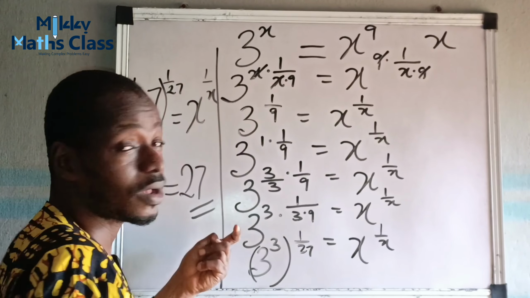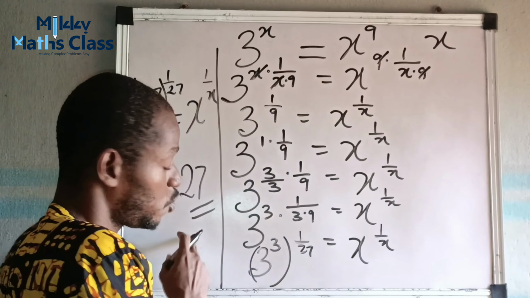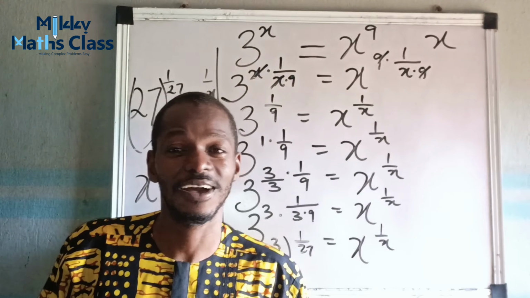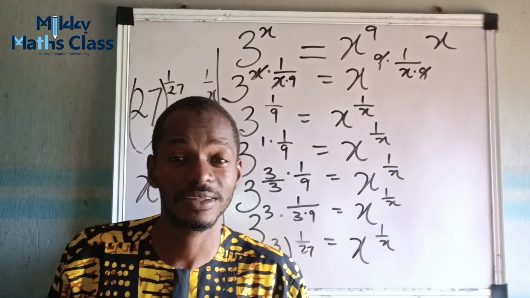1 over 27 is equal to 1 over x. When you solve for x, x will be 27. So x is equal to 27. I hope you have learned this wonderful trick on how to resolve a question like this.